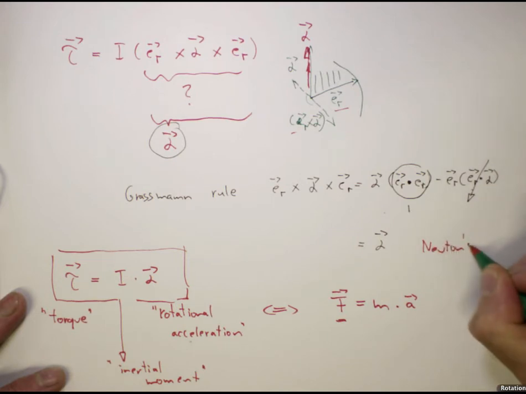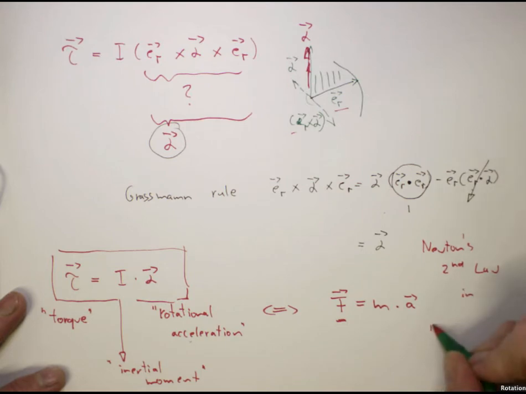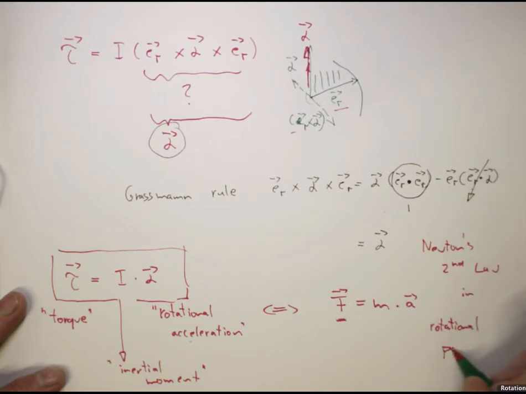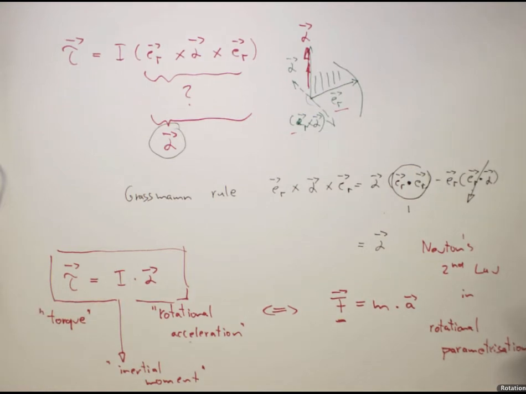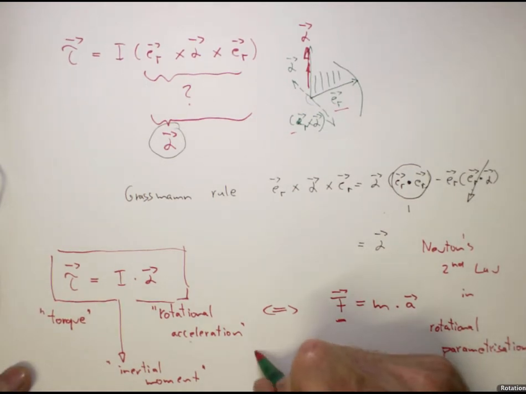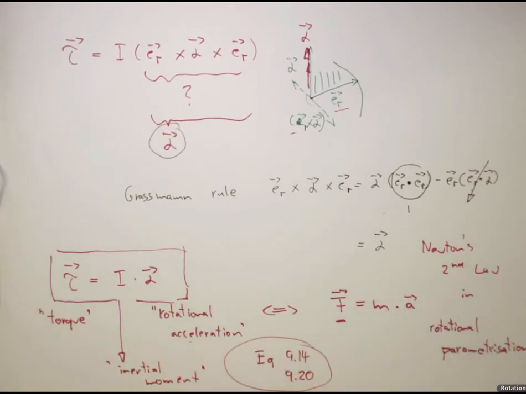This is Newton's second law in rotational parametrization, and you find it in the textbook as equation 9.14 and as equation 9.20.